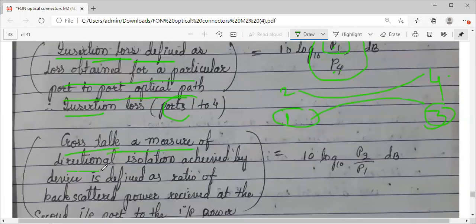Then crosstalk. Crosstalk is the measure of the directional isolation achieved by the device. How much isolation is achieved, as the ratio of backscattered power received. You can see in this we are talking about output as 3 plus 4. What about 2? A reflected power, that is called backscattered power. That's why I'll take the ratio P2 by P1. That is crosstalk.